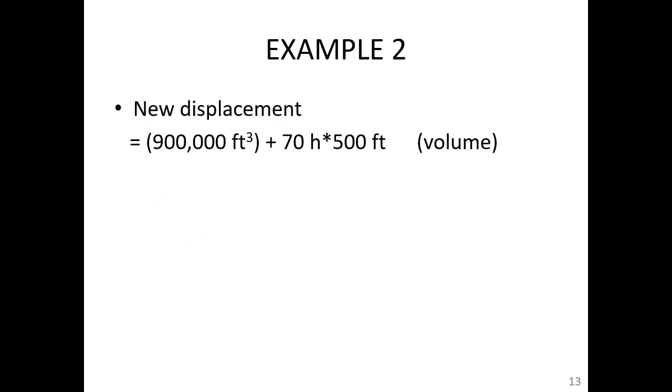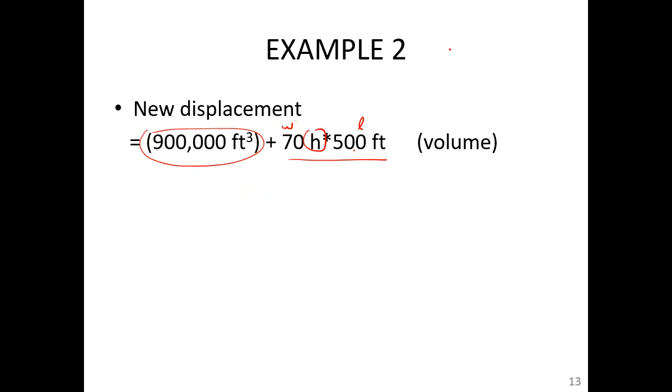So what's the new displacement? The new displacement is, again, going to be the original displacement. This is what the ship was displacing before you added the 400 tons, plus the new displacement. Remember, the ship is 70 feet wide by 500 feet long. We're viewing it as a brick. And the new displacement would be the length times the width times the new draft, H. That's what we're trying to solve here. So that's the new displacement.